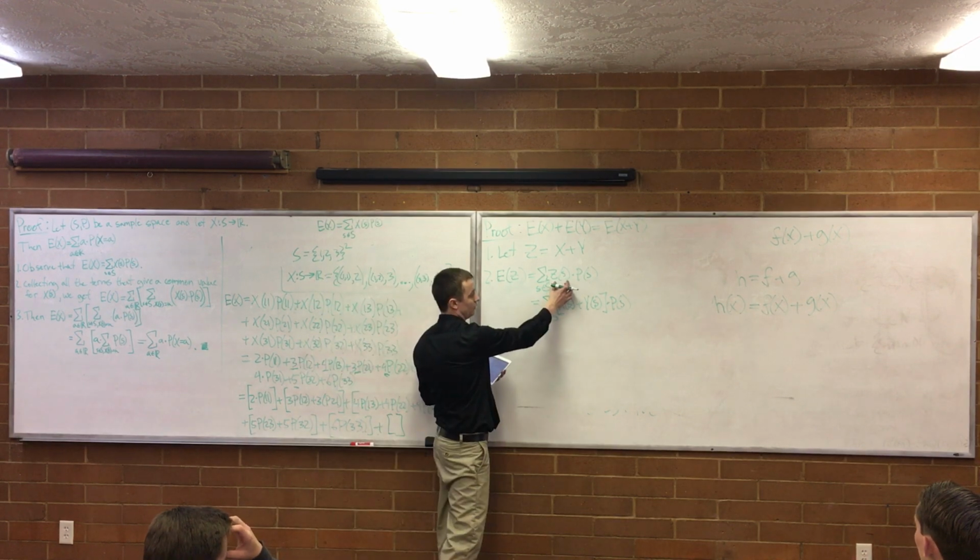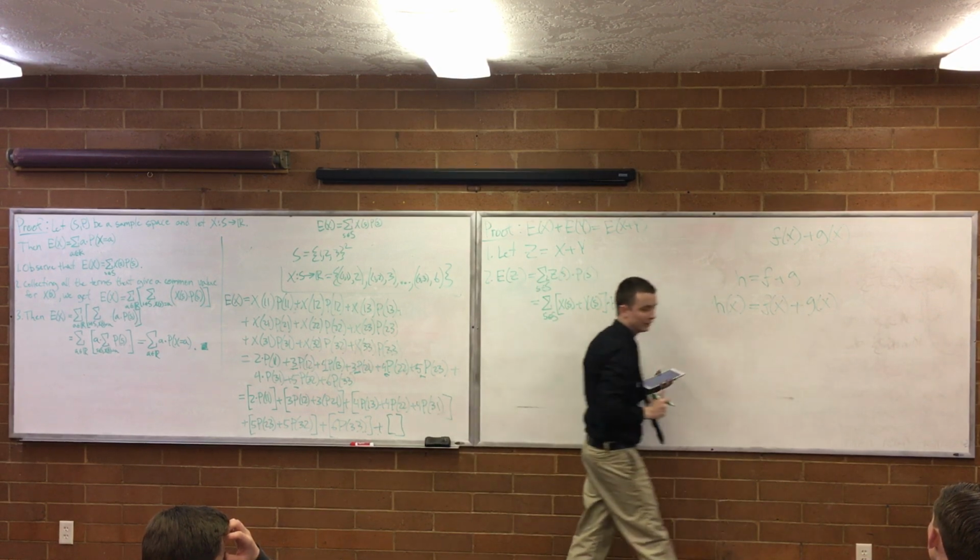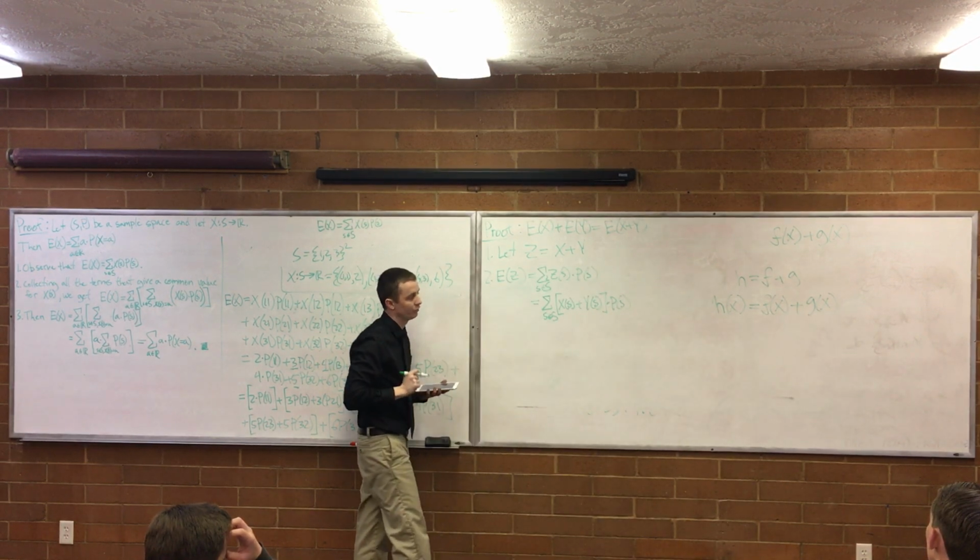What is Z of s? It's the sum of those two things. Just like what's h of x? It's f of x plus g of x. That's what we mean by h of x, when we define h to be the sum of two functions.